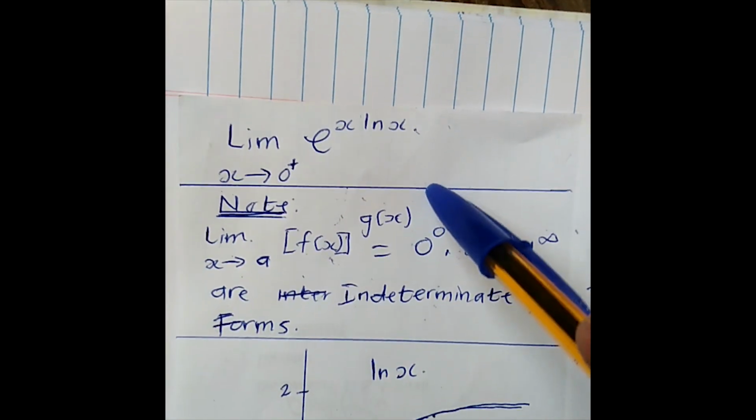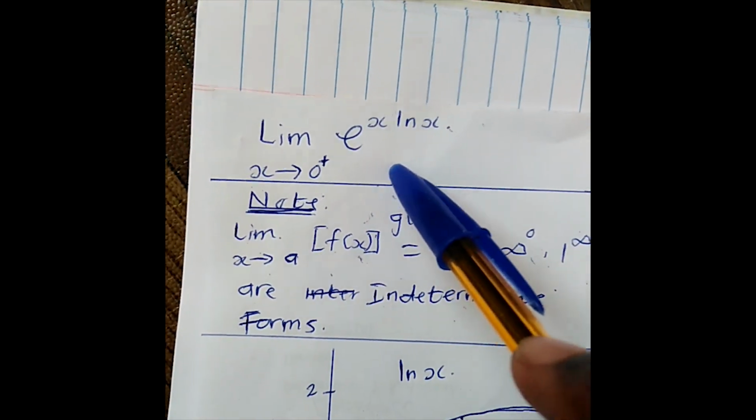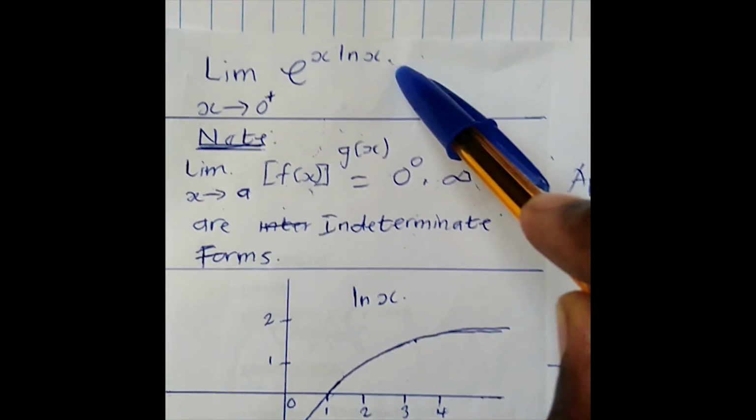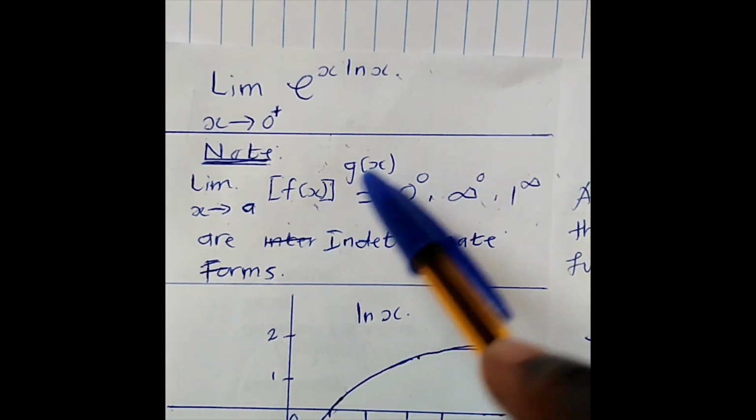Hi guys, let's try to solve this simple limit function. When x approaches 0 from the positive side of e exponent x ln x. Now before we solve it, please let's take note of this property.